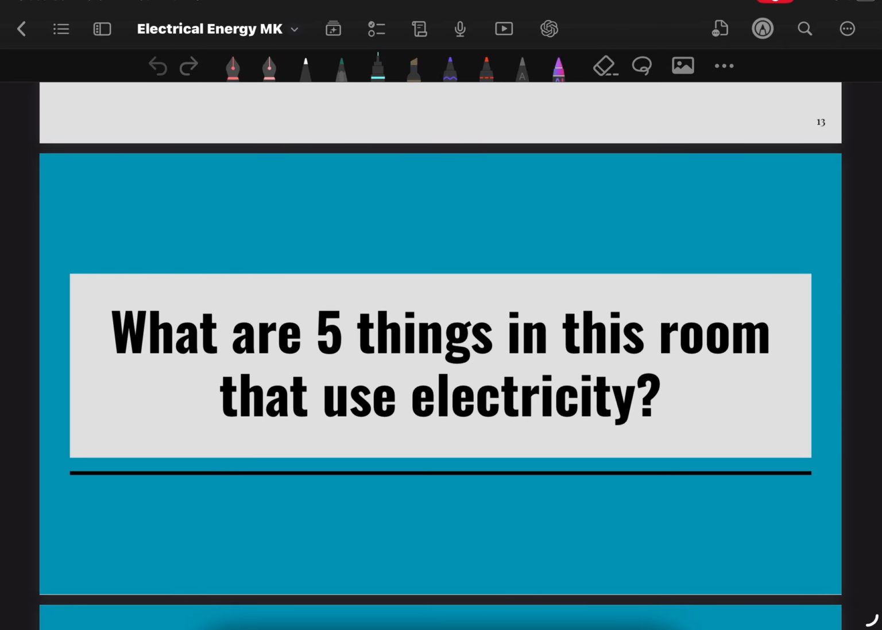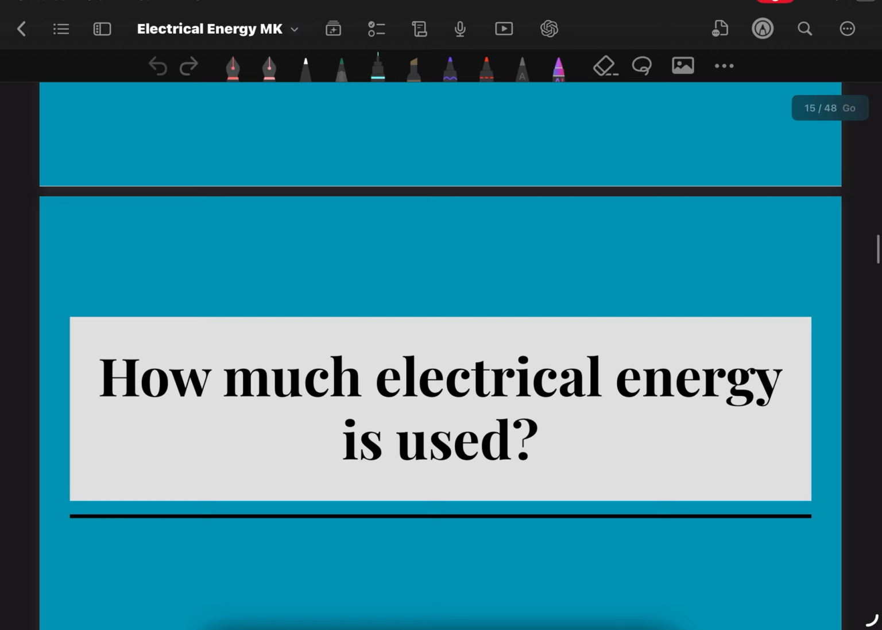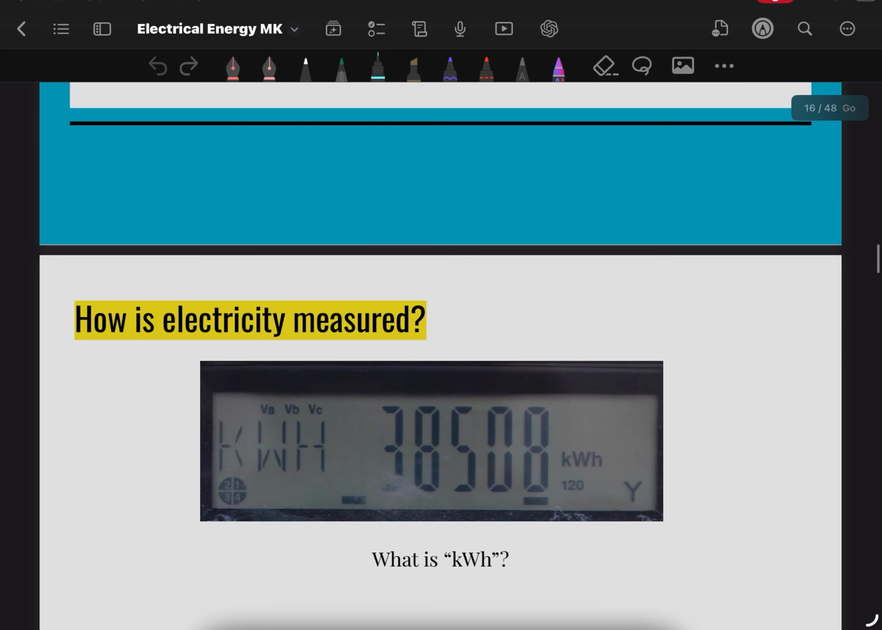Alright, now we're going to go on the topic of how much electrical energy is used. Electrical energy is measured in kilowatt hours. What is a kilowatt hour? As you see here, we have kilowatt hours, and we have the amount of kilowatt hours per year.